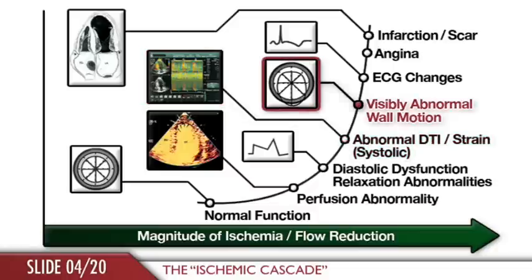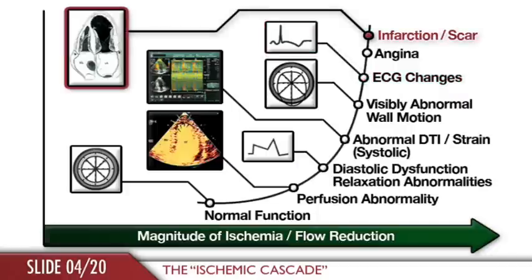Subsequently, visibly abnormal wall motion will occur in a territory consistent with the ischemic area. Typically, electrocardiographic changes occur later. With chronic interruption of flow, frank infarction and scar form.